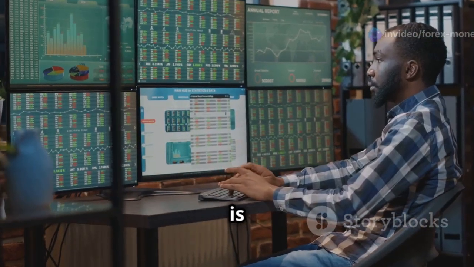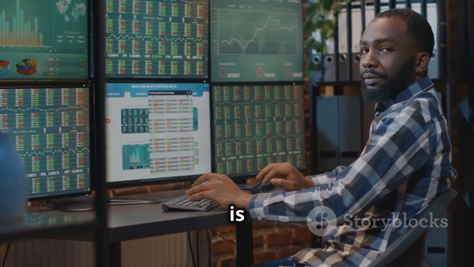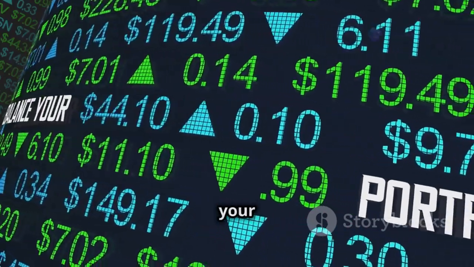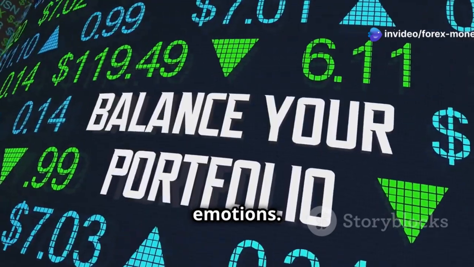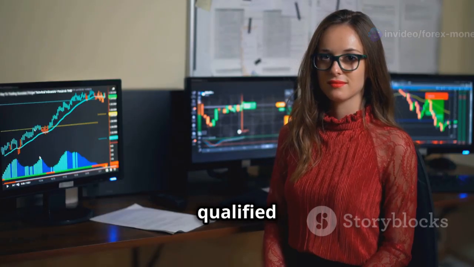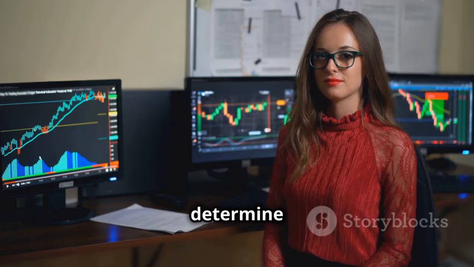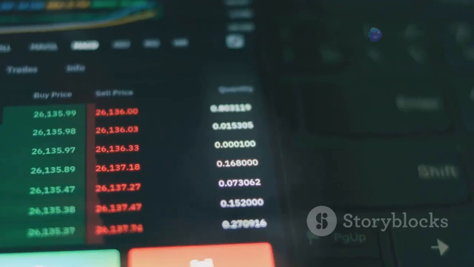Opening a brokerage account is the first step, and from there, making informed investment decisions is key. Remember to diversify your portfolio, invest for the long term, and control your emotions. And as always, do your own research or consult with a qualified financial advisor to determine the best investment strategy for your individual needs and goals.